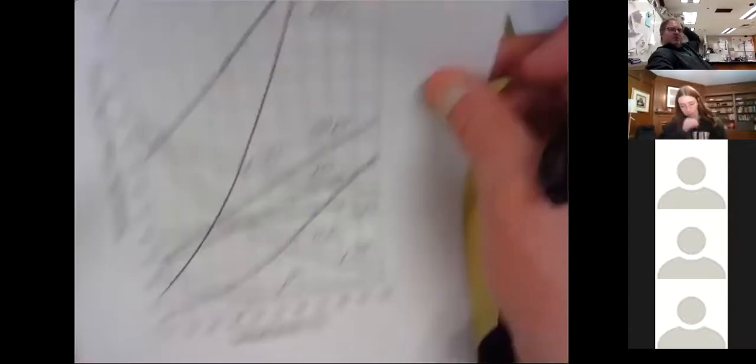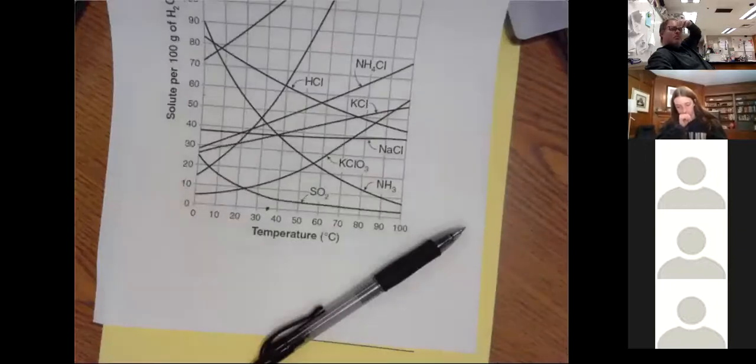Look at this graph and find at least 2 that don't make sense. 2 that vary from most of them. At least 2.